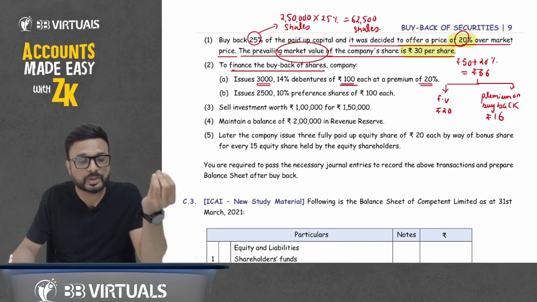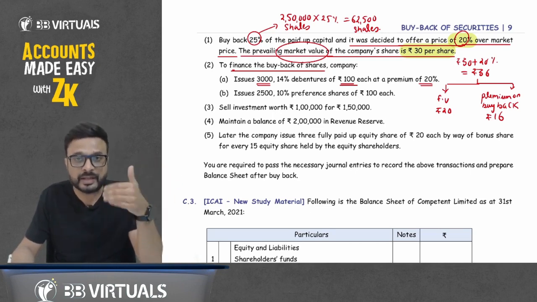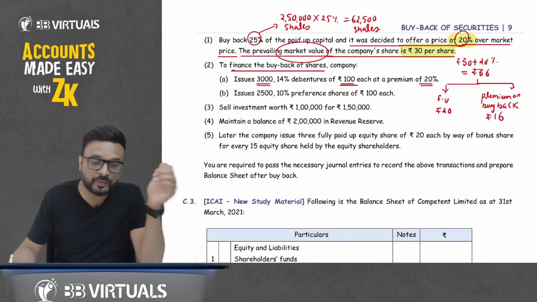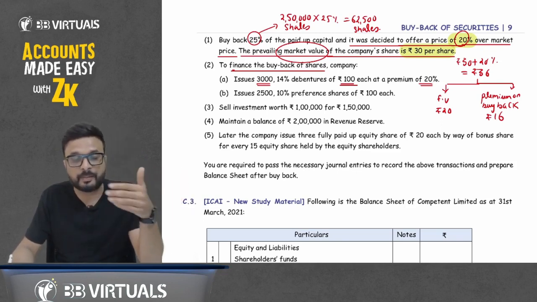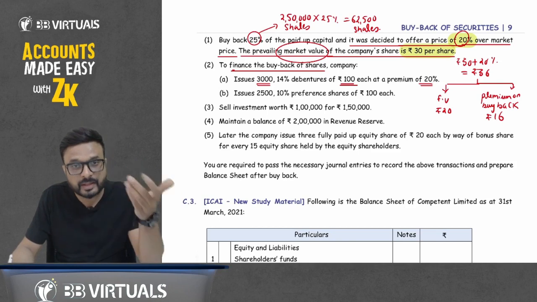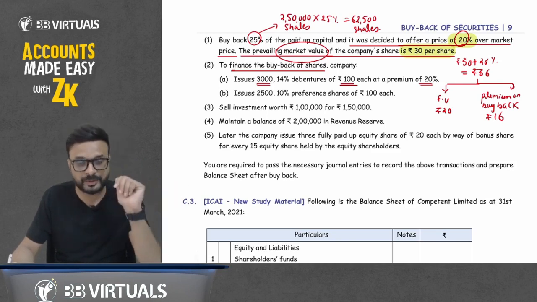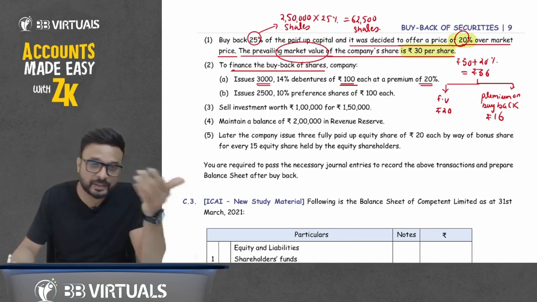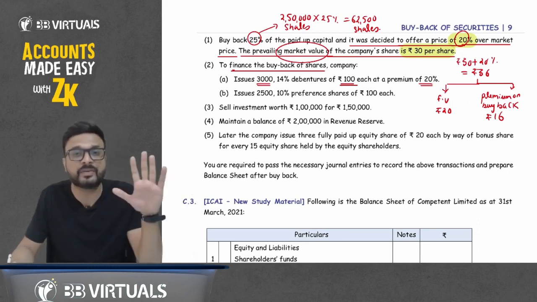There is no restriction on the arrangement of funds. We can arrange the fund by issue of debentures, by issue of shares, by sale of investment, by the sale of fixed assets, or by taking a loan from the bank. We can arrange funds from anywhere.